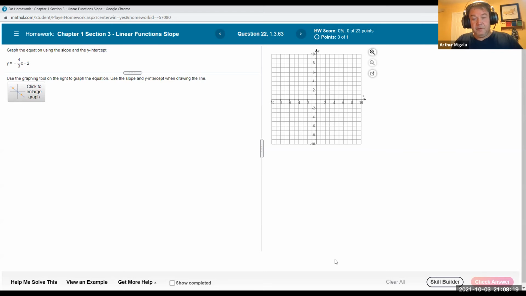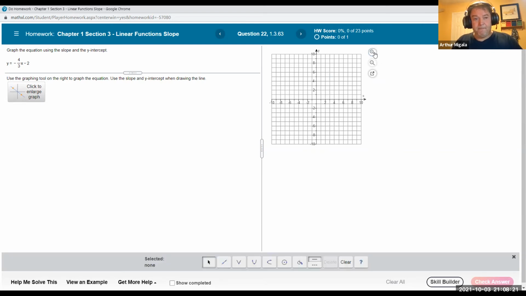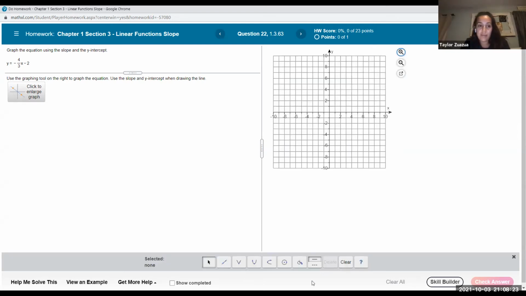Okay, graphing. Which number? 22, right? I think it's 22. It's a linear equation. The way we graph linear equations, we do what first? We find the slope.